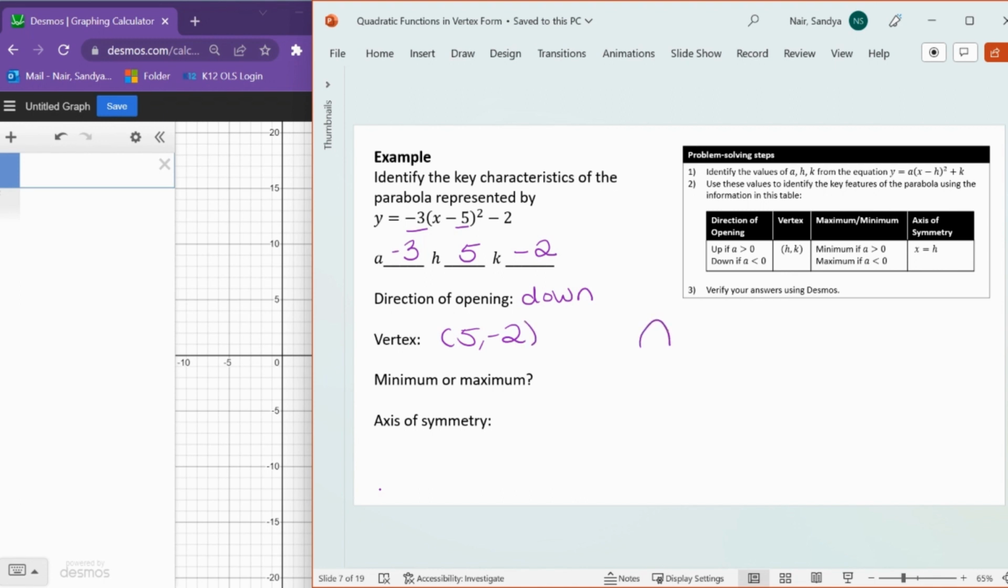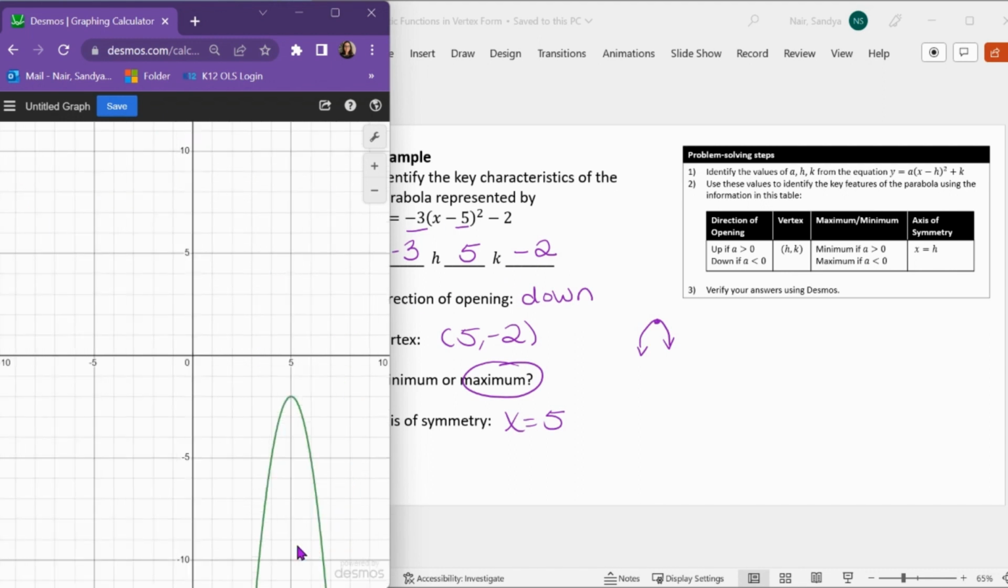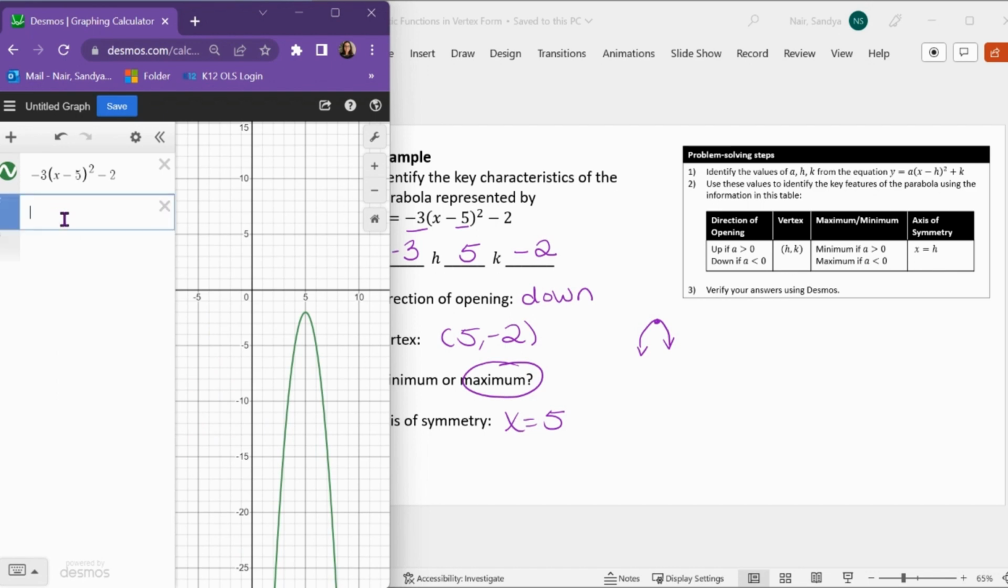Since this parabola opens down, the vertex is going to be a maximum, and then the axis of symmetry will pass through the x-coordinate of the vertex. So the axis of symmetry will be x equals 5. Remember, we can use Desmos to help us verify this. So we have negative 3 times (x minus 5) squared, and then minus 2. You can see from this graph that it does open down. If we click on this point, it tells us the vertex, which is at (5, negative 2). And if we drew in that line, x equals 5, we know that that would be the axis of symmetry.